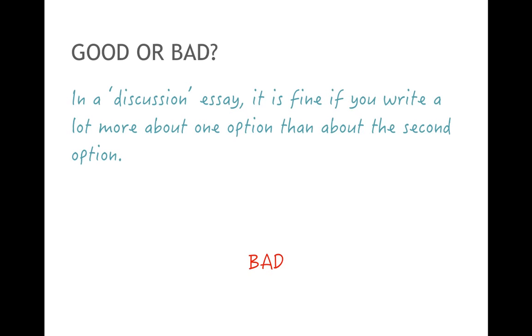So if you've been asked to discuss both sides of a policy, then write two or three arguments and some supporting arguments for one side of the option, and write another two or three equally, the same number of arguments and supporting arguments for the second option of the discussion essay.